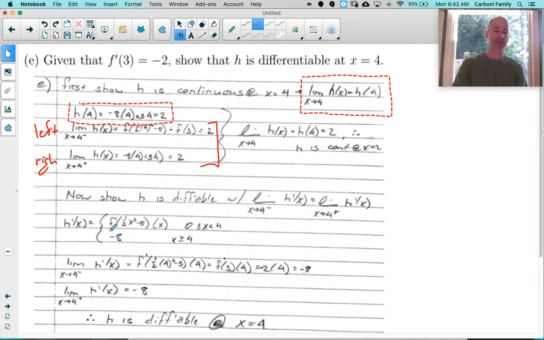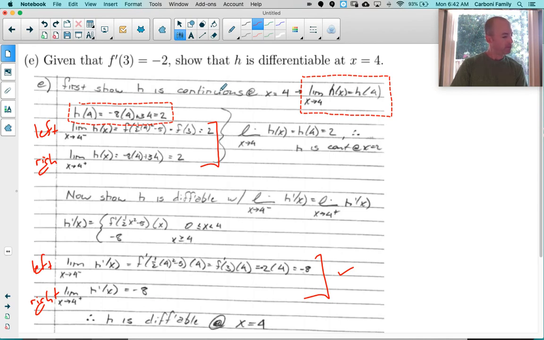And then we repeat the process again. We do the left side and we do the right side. When you plug in 4 to the derivatives, you get negative 8 for both of them, and that was equal. So that is what we needed. We need the function to be continuous, and we need the left and right sides of the derivative to be equal.